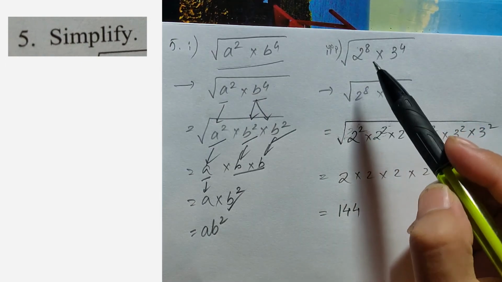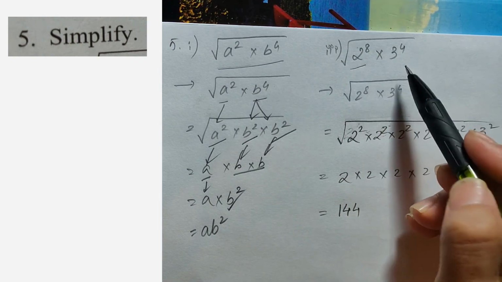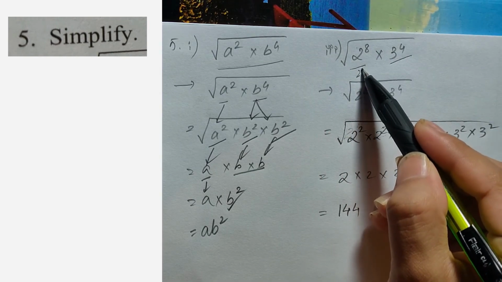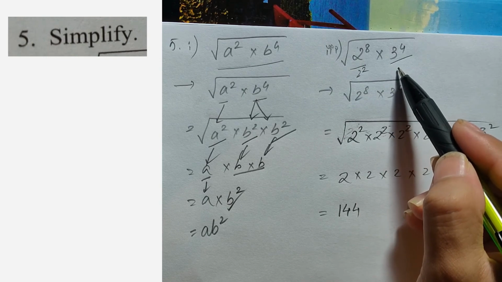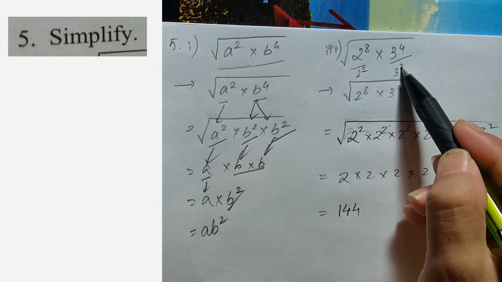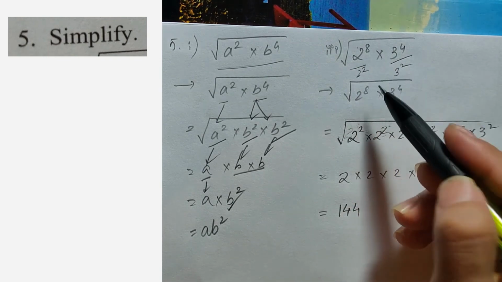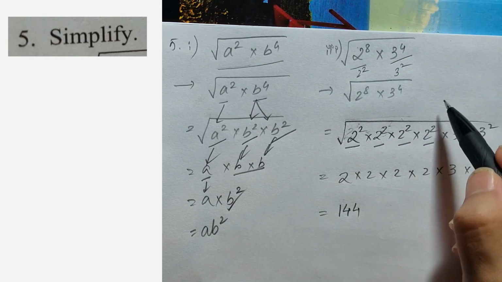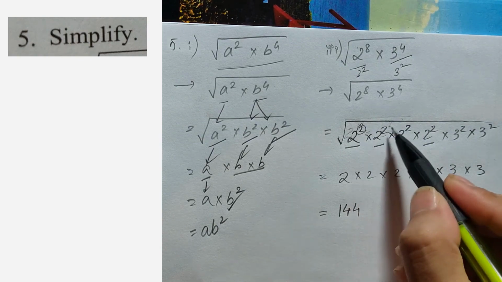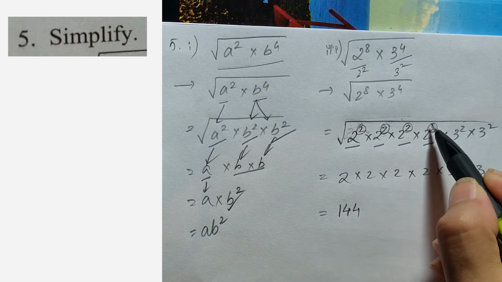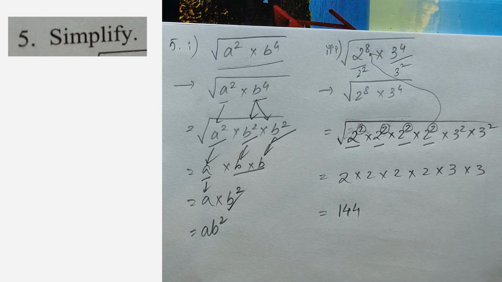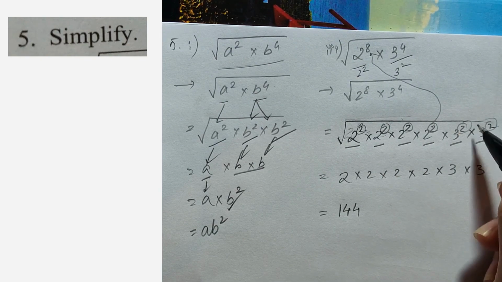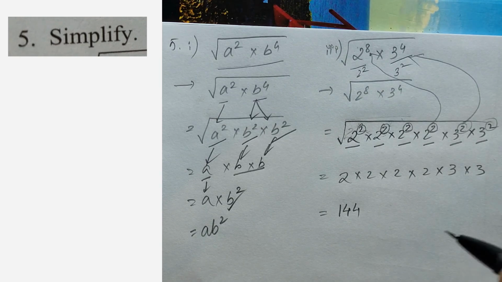Okay, let us do one more question. Square root of 2 to the power 8 into 3 to the power 4. So we have to bring this as 2 to the power square and here 3 square. Okay, so 2 to the power 8 means 2 square, 2 square, 2 square, 2 square 4 times. As if you add 2 plus 2 plus 2 plus 2, you should get back 8. Then 3 to the power 4 means 3 square into 3 square, 2 plus 2 giving back 4.